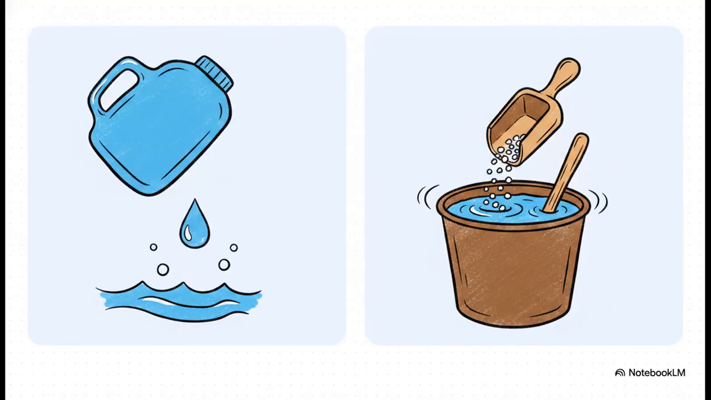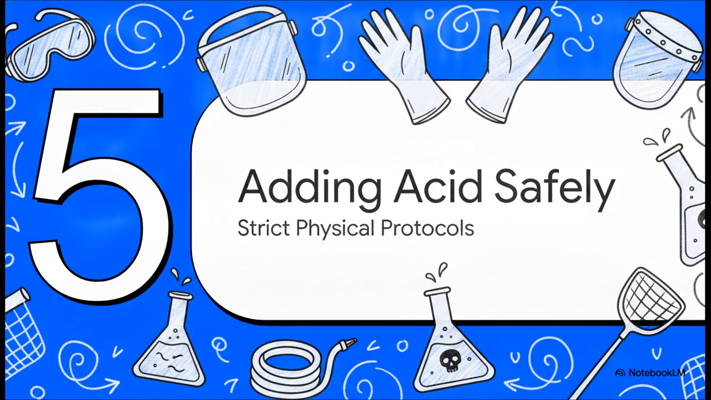You basically have 2 weapons in your arsenal here, liquid or dry. Liquid muriatic acid is an absolute beast. It effectively knocks down both pH and alkalinity at the exact same time by blasting hydrogen ions into the water. On the flip side, you've got dry sodium bisulfate, which is a granular option. It's great, but as we're about to see, it requires some very careful prep work. And that leads us straight into Section 5, adding acid safely.